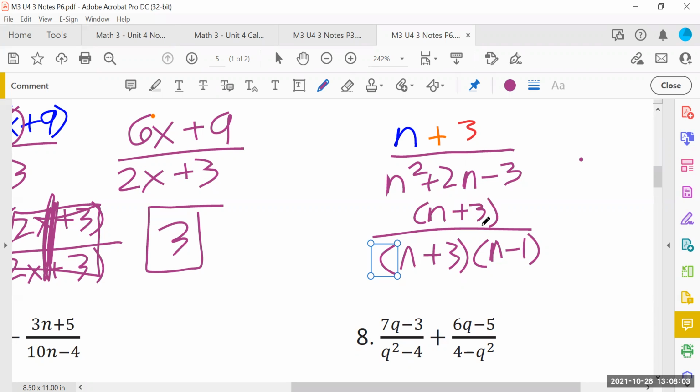I see an n plus 3 on the top and the bottom. Those reduce to 1. So this whole thing right here reduces just to 1. I'm left with 1 over n minus 1.